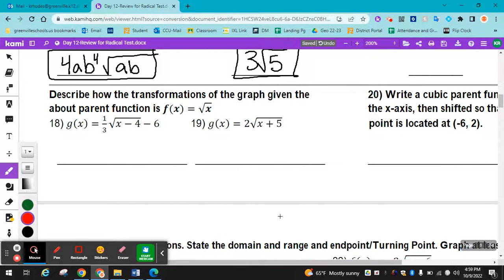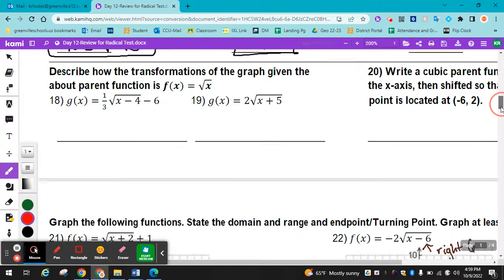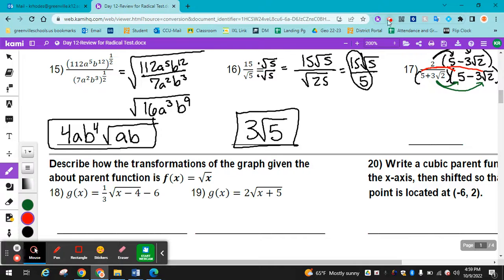The last 2 on these are graphing and make more sense in the next video. So I'm going to do that in the next video.